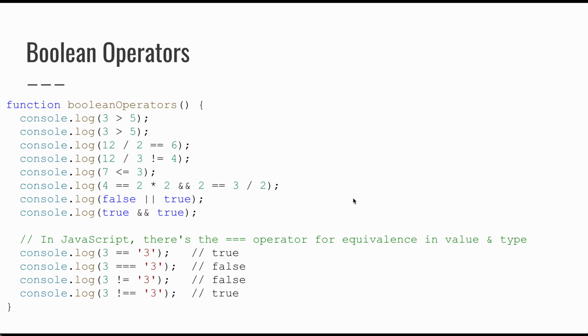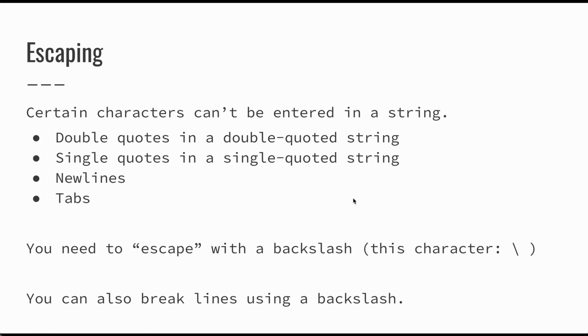And if we move down to the bottom, you can see this additional operator that I just alluded to, this triple equals sign. So this is equivalence in value and type. So this first 3 equals 3, that's going to be true because JavaScript is going to evaluate those types in a way that will allow them to be compared with each other. So to actually compare on value and type, you need to use all 3 of those equal signs.